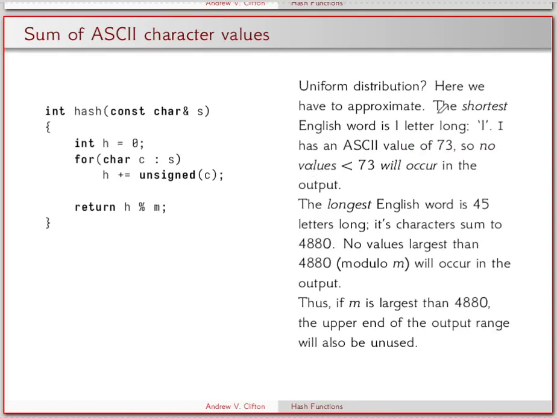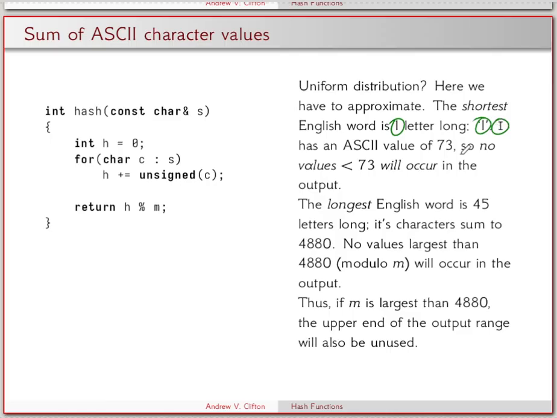Do we have a uniform distribution here? Here we have to kind of approximate, right? We can't say exactly what it is. So let's take a look at the shortest and longest English words and see what we would get out here. The shortest English words are one letter long, and the earliest such one is uppercase I, right?